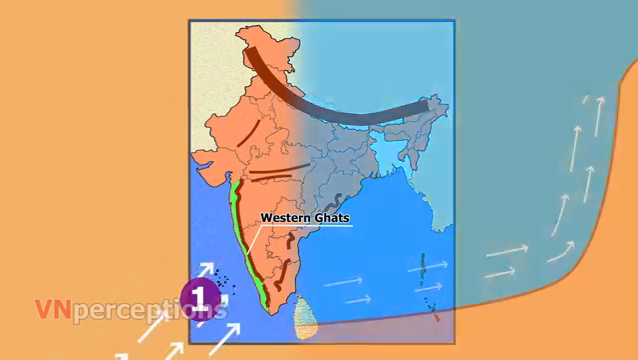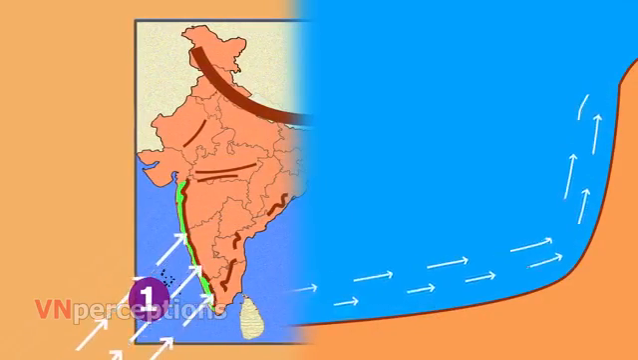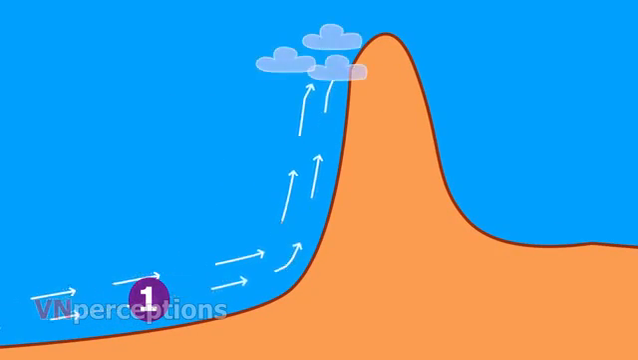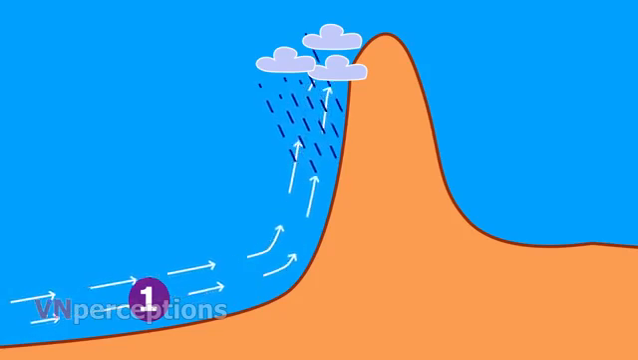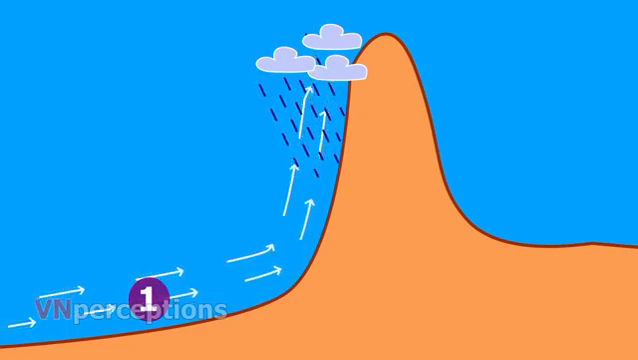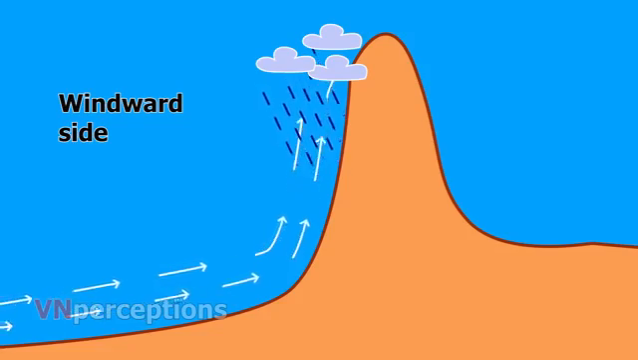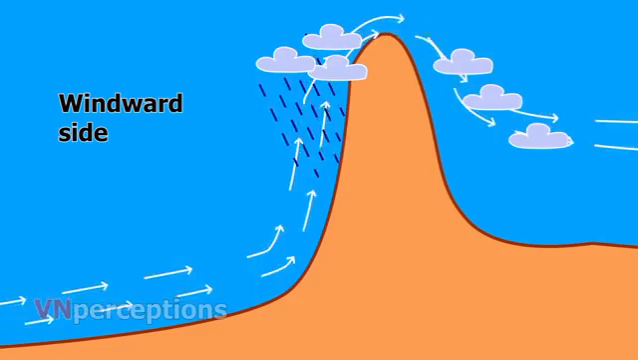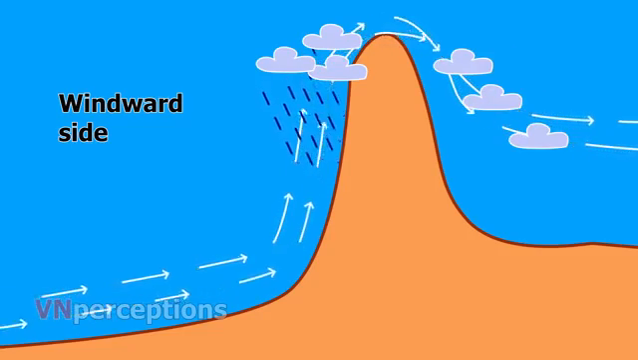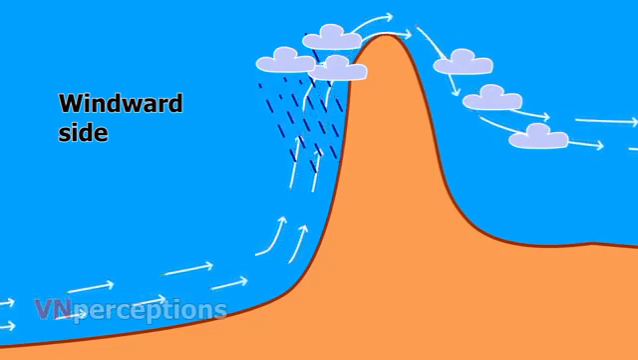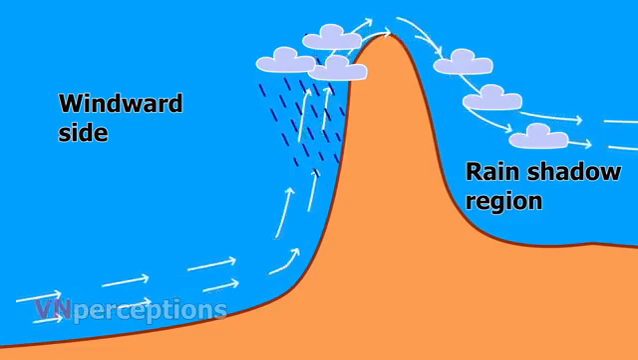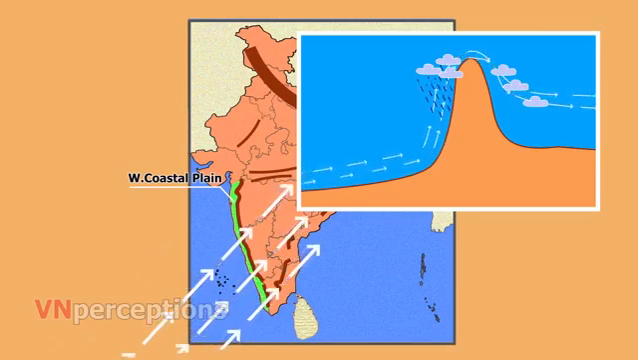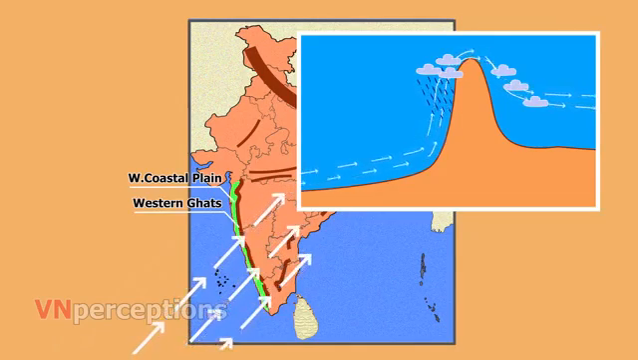Now, as the winds go up the slopes of Western Ghats, the temperature decreases and they are subjected to condensation. The amount of rainfall increases with increasing height along the windward side. When the clouds cross the Ghats, they descend. Their ability to absorb moisture increases. So they give very little rain on the other side, that is on the rain shadow regions. So there is heavy rainfall on the western coastal plains and the western side of the Western Ghats.